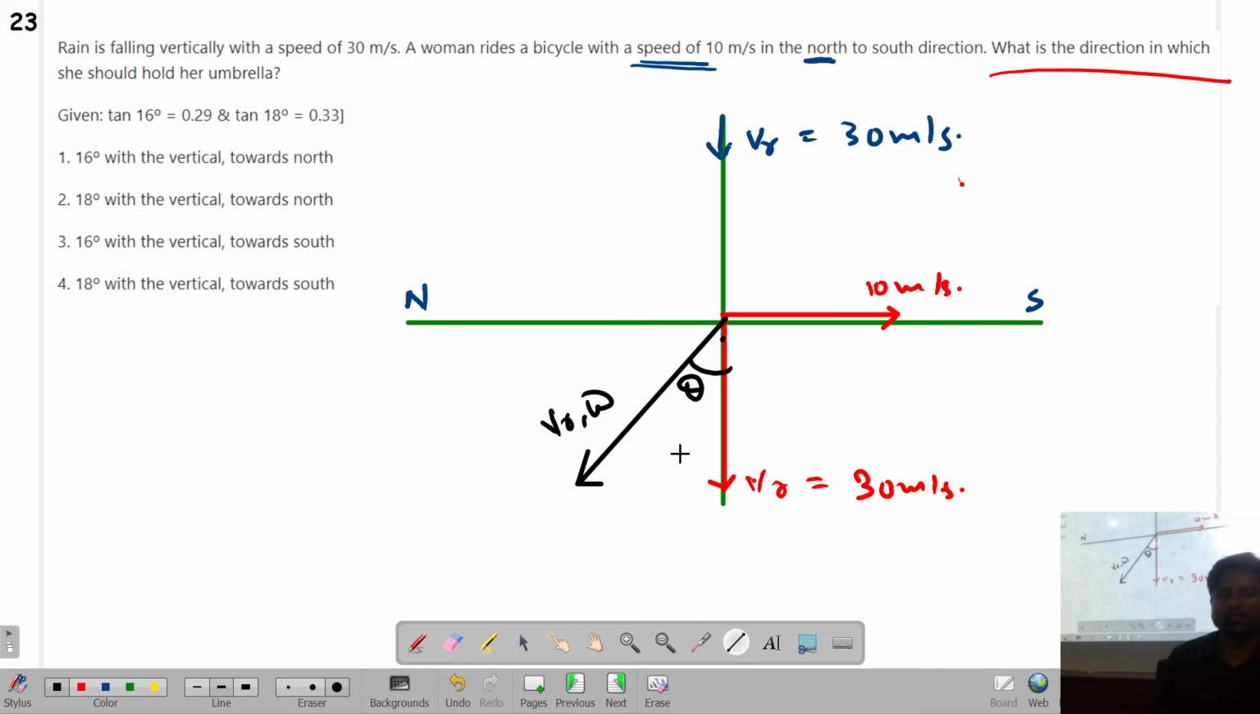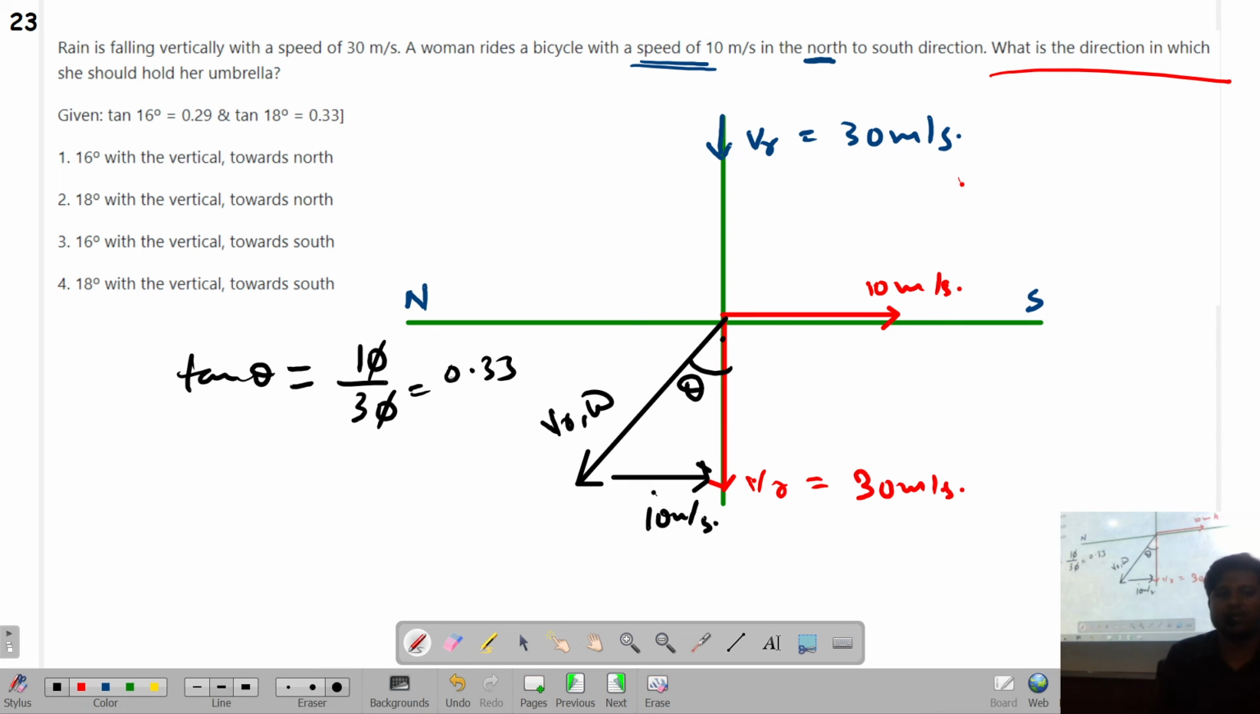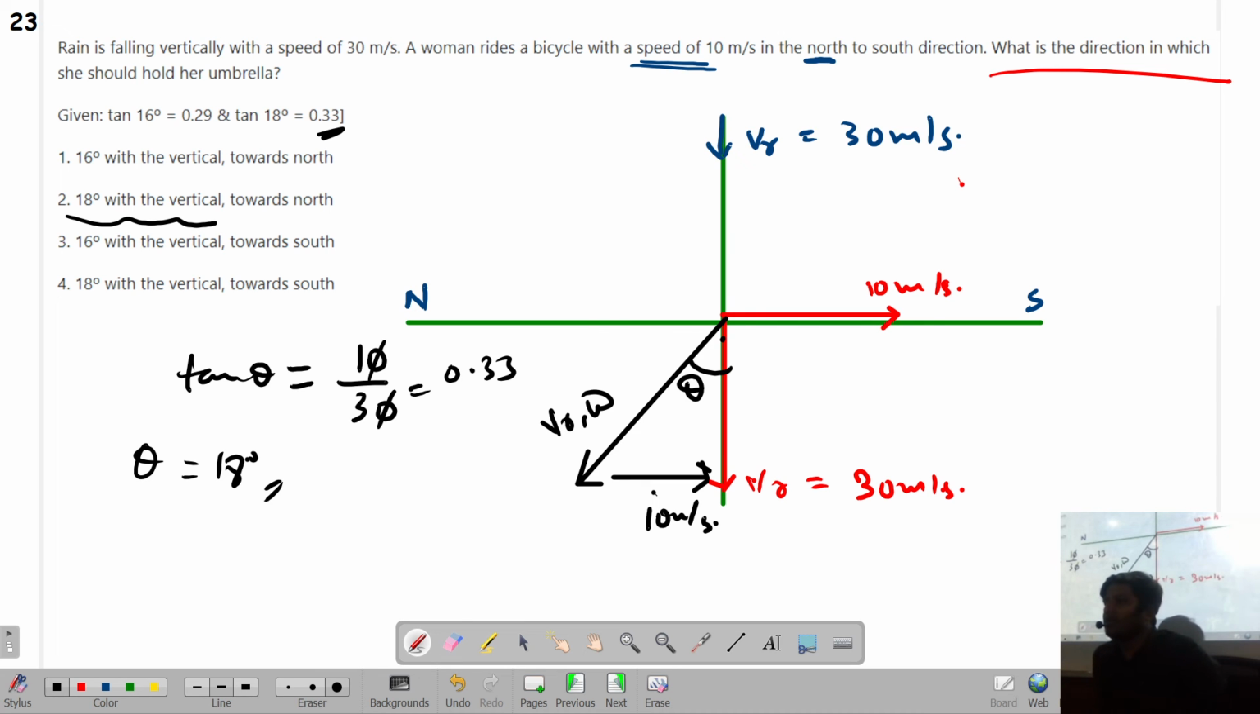Now take the woman's component over here, which is 10 meter per second. Therefore, I can apply tan theta equals perpendicular, 10, divided by base, 30. That is equal to 0.33. So tan 18 is equal to 0.33, and theta is 18 degree with the vertical. Now the question is whether towards north or towards south.